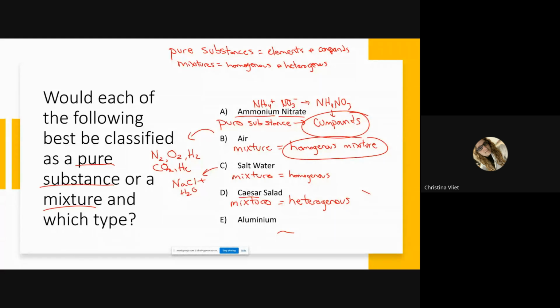Aluminium, pure substance. Of which type? You can find Al on the periodic table. We classify it as an element.